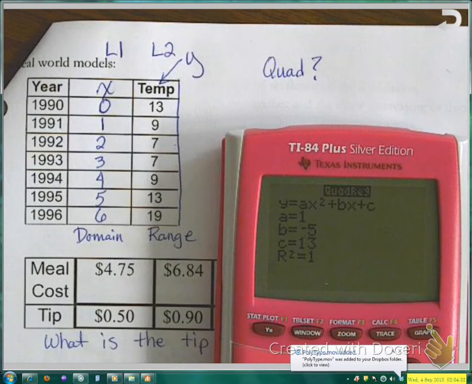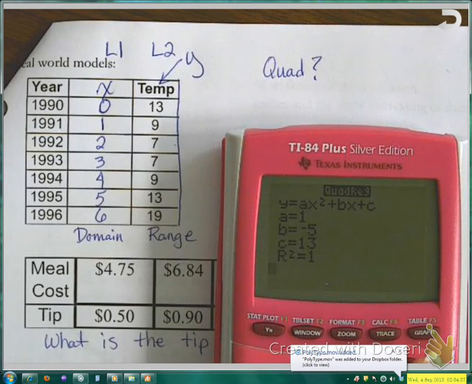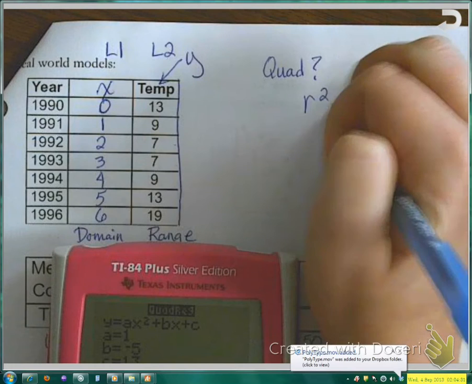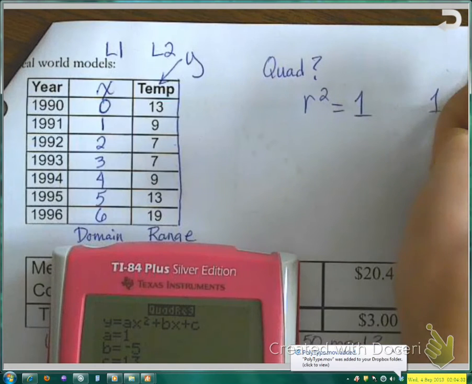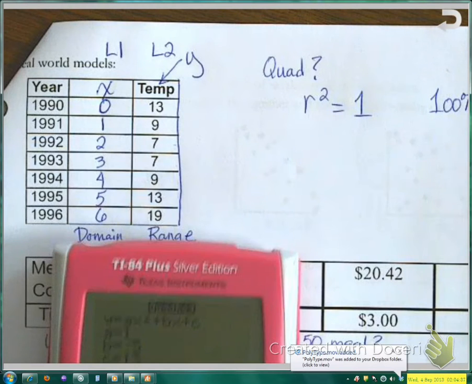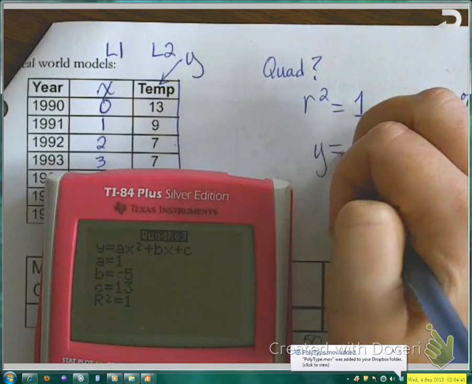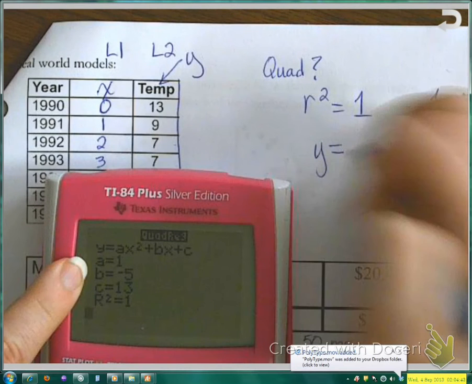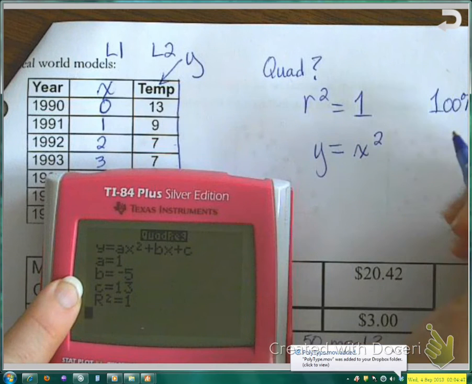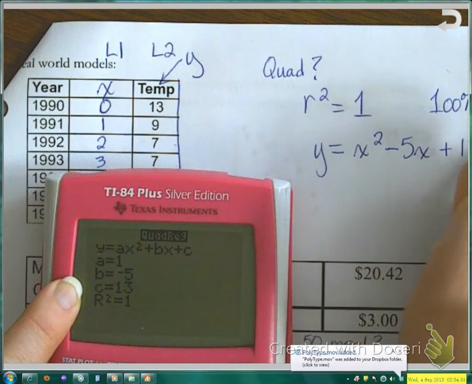And if you'll notice, the regression R squared is actually a positive 1. So that tells me that we were right on. Good job. That is a 100% correlation. That means all the data fits this curve. Now let's figure out what the equation is. So I'd have y equals, a is a 1, so I'm going to put x squared. B is minus 5, so minus 5x. And then c is 13.